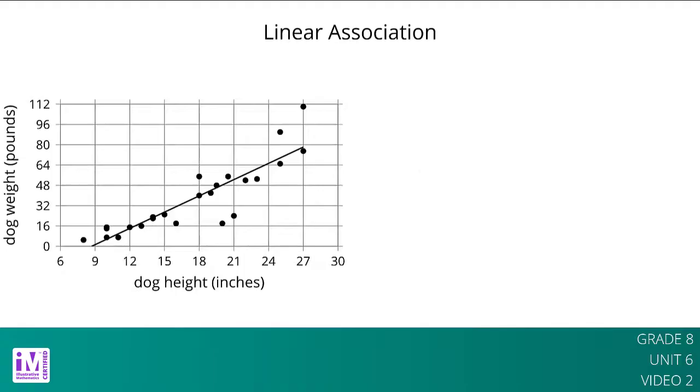The equation of this fitted line is W equals 4.27 times H minus 37, where H is the height of the dog and W is the predicted weight of the dog. The slope is 4.27, which tells us that for every 1 inch increase in dog height, the weight is predicted to increase by 4.27 pounds.